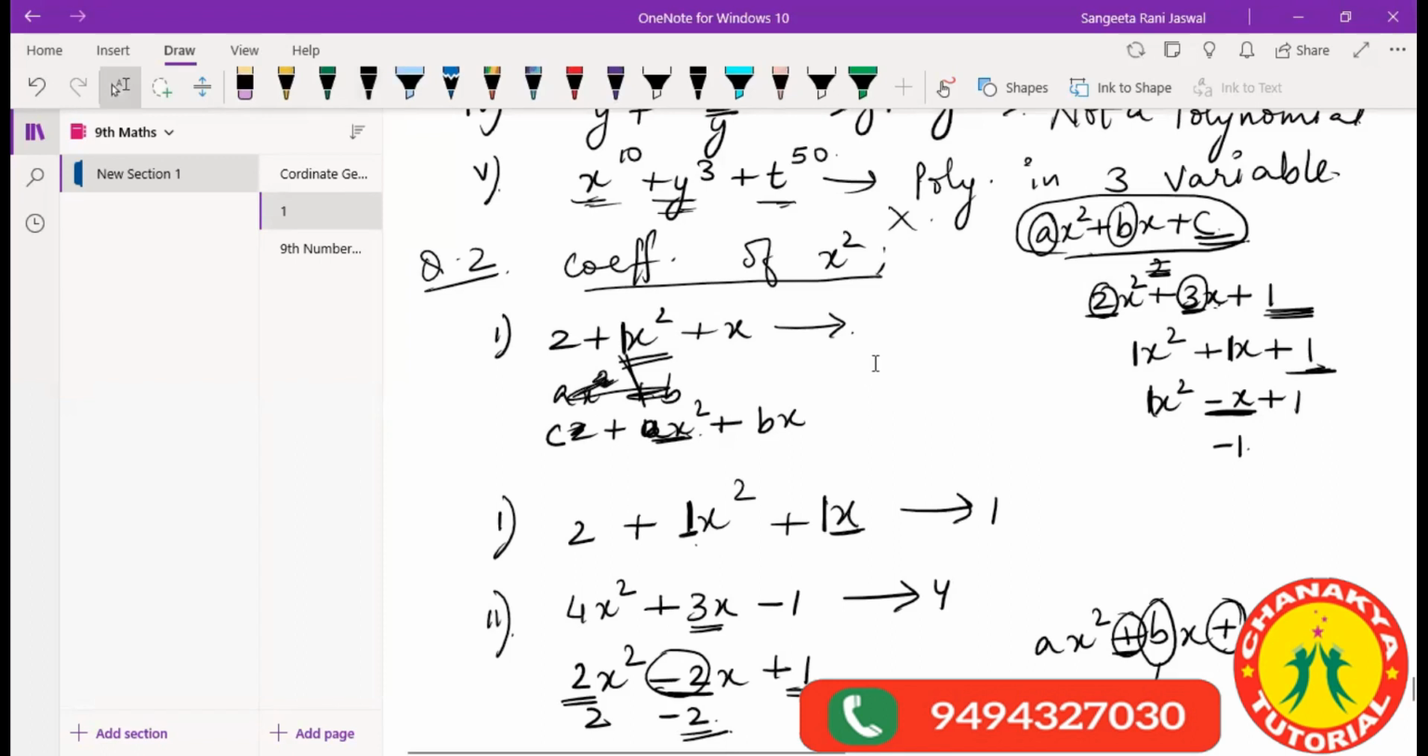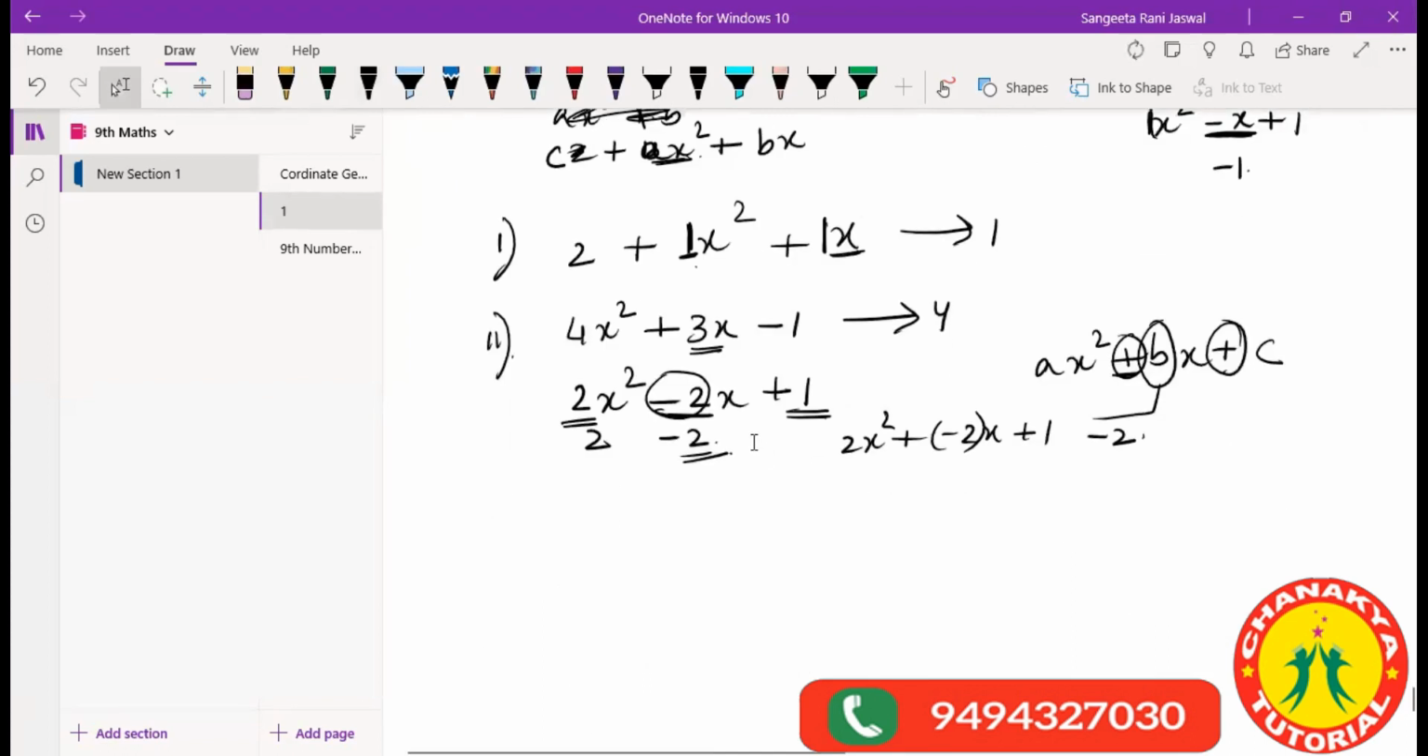Yes, ma'am. Okay. I hope you have understood the coefficient part. We'll do more questions now. Okay, let's do question number 3: 2 minus x square plus x cubed. Now, what is the coefficient of x square here?